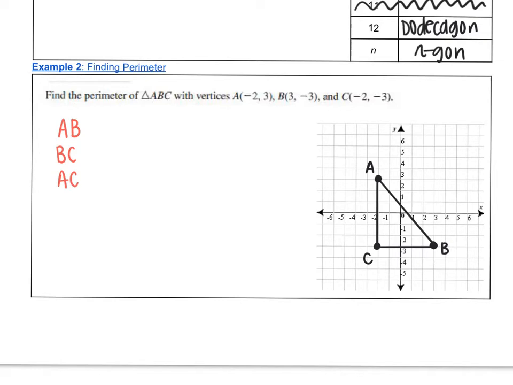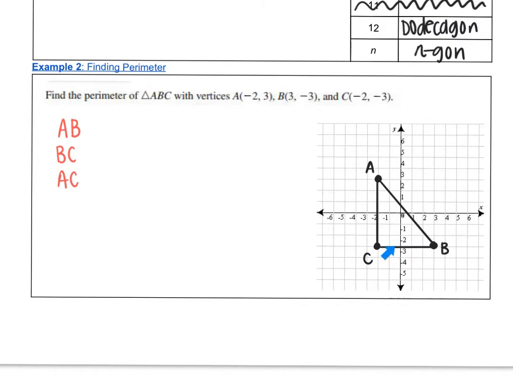That's all the sides. Do you guys see that? AB, BC, AC, those are my three sides. I have to add all those up. So I need to know the length of all those sides. Well, the two that are horizontal and vertical lines, we can just count. When we have horizontal and vertical lines, that's super nice. We don't have to do any really crazy work. We can just count. So let's first start with BC here.